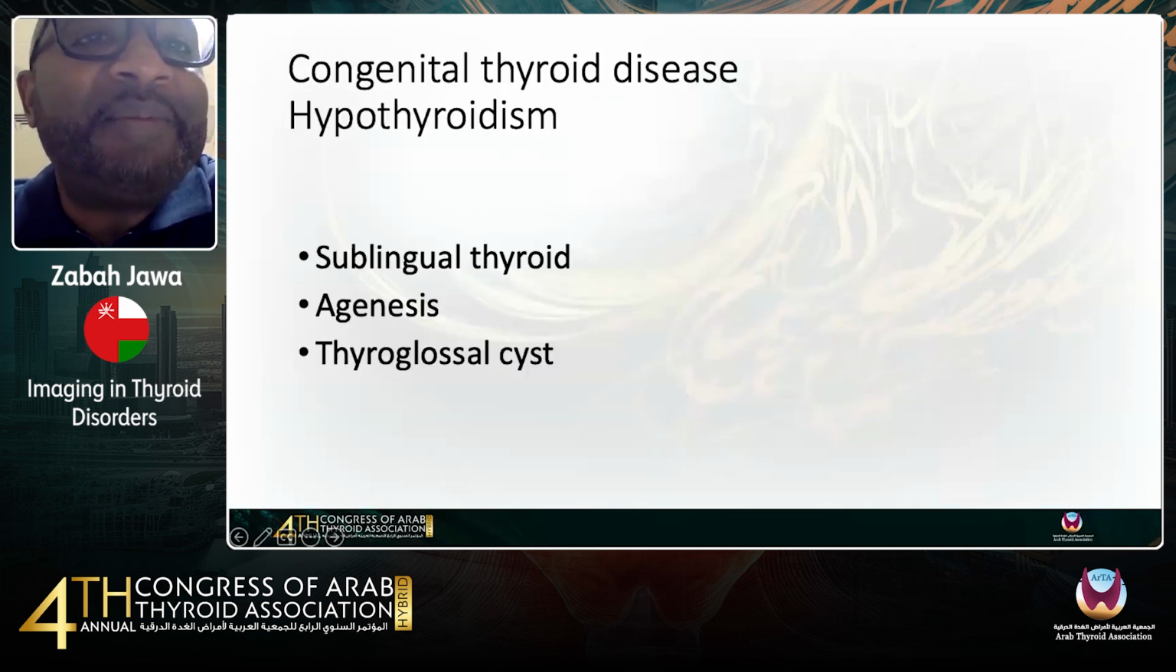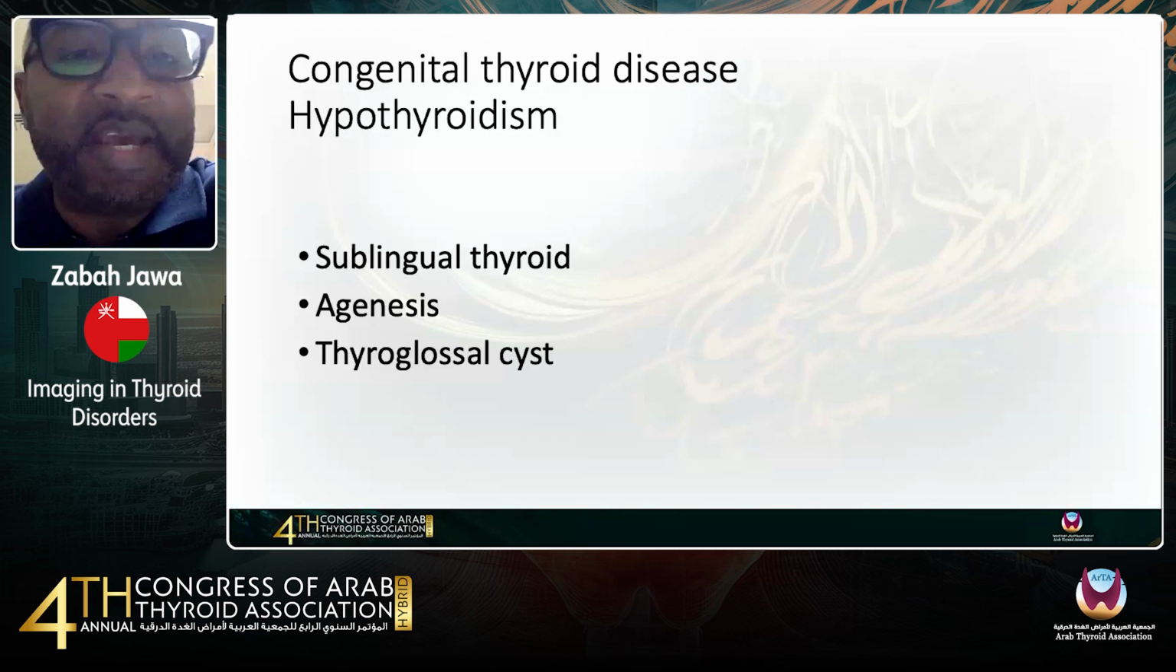So in congenital abnormalities, or imaging, particularly in children, this is the time when most of them present with hypothyroidism. The importance of imaging is to be able to diagnose if this patient has agenesis, a sublingual thyroid, or a thyroglossal cyst. So hypothyroidism is one of the presenting clinical complaints. This is unusual in adults. Usually we don't do so much imaging of the thyroid in adult patients with hypothyroidism.